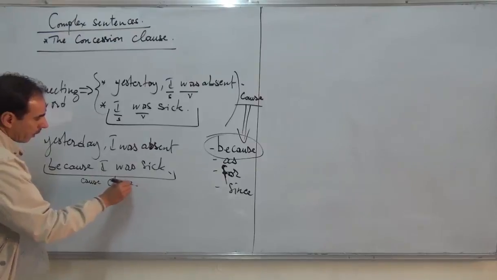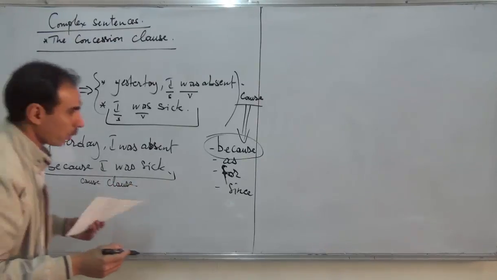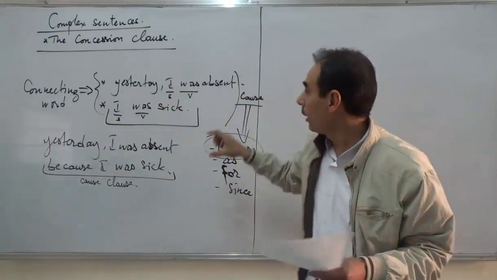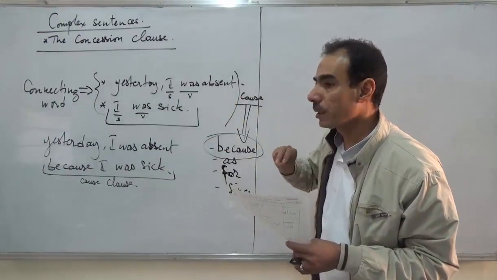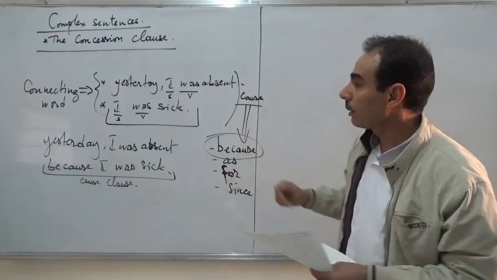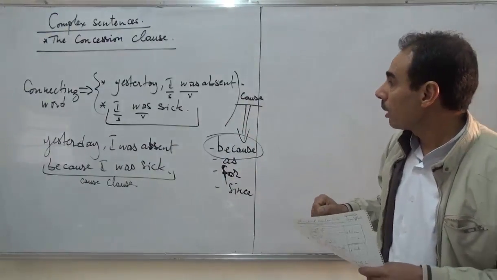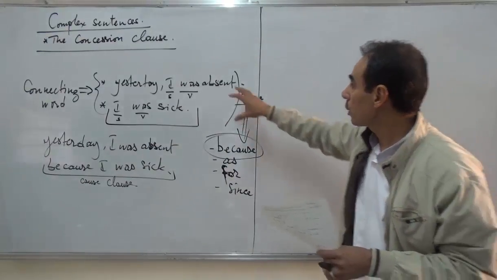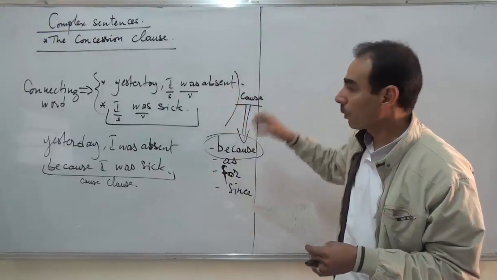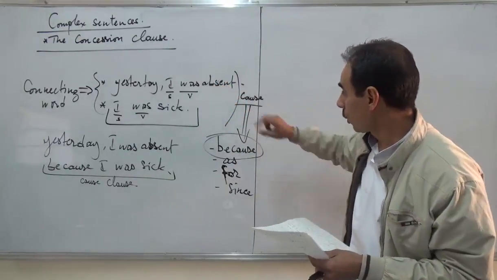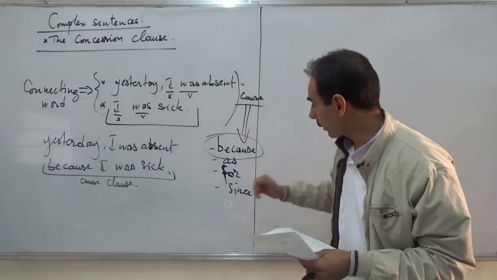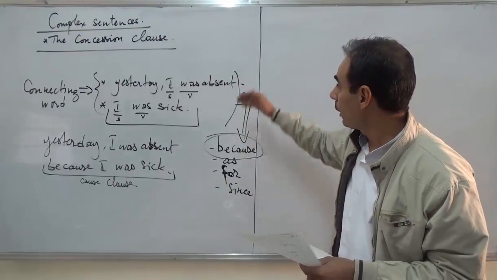Alright? And this clause is going to be called cause clause. Of course, each time the relation between the two simple sentences to combine and get a complex sentence is different, it is going to change. Each time the relation changes, the connecting words also change. For example, if the relation is cause like here, we use the connecting words dealing with cause.